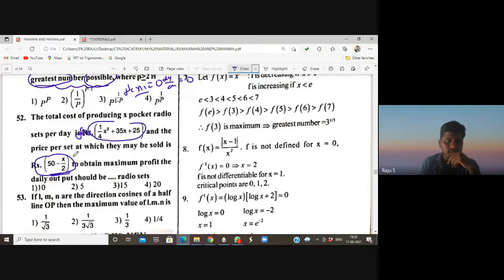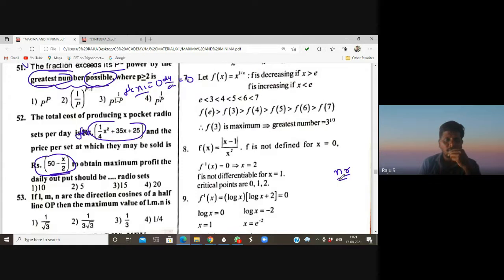For example, there are n items with rupees r. So how will we consider the function here? X packets are there. This I can explain later. Actually, we'll write here the price into packets, like x into this rupees minus the cost of the sets per day. So here x into 50 minus x by 2 minus this value.